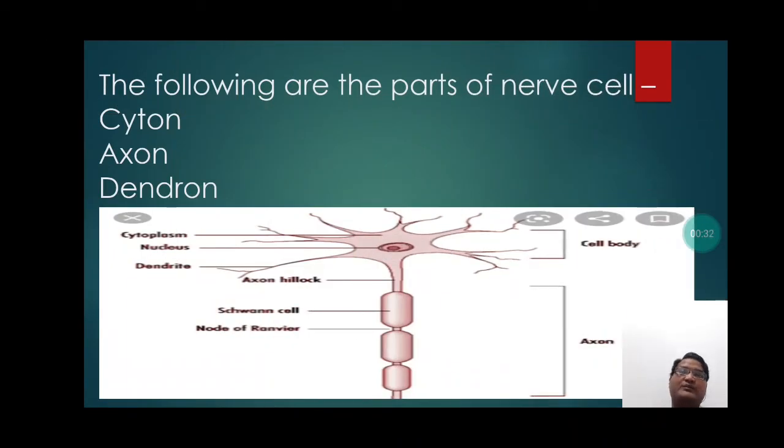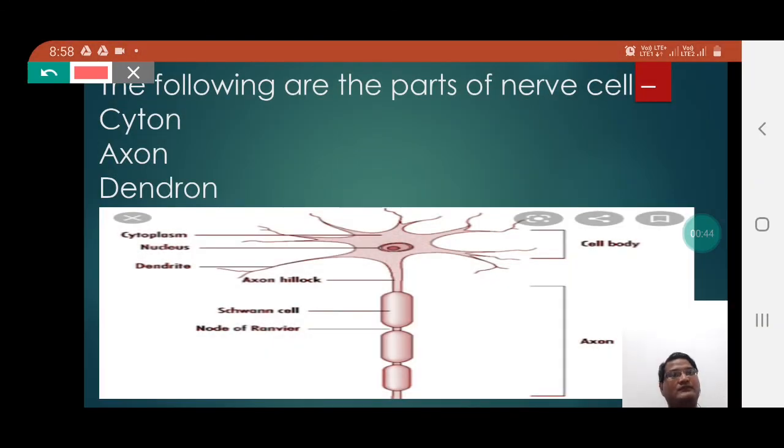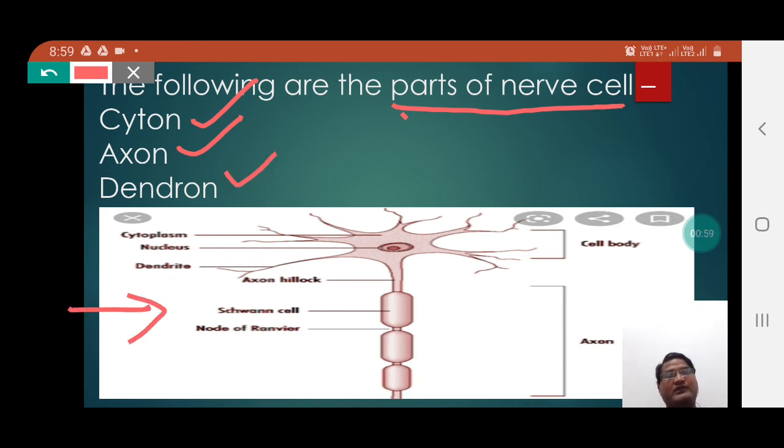The following are the parts of nerve cell: cyton, axon and dendron. So students, the parts of nerve cell which remain present in the nerve are the cyton, axon and dendron. The concept of these three parts will become clearer if we notice this diagram.